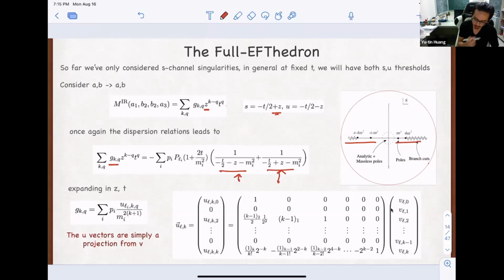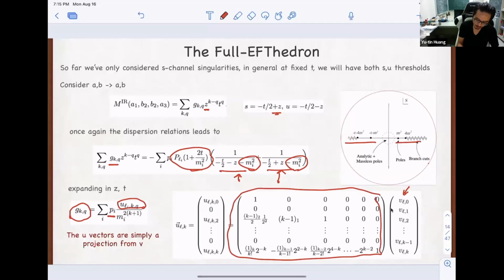But now you see that the structure is the same, because you also have this expansion in 1 over M squared, which gives you the mass moment. And then you have the expansion of the Legendre polynomial, which is giving you your VL. So essentially, for the four EFThedron, now your Wilson coefficients are given by the positive sum of a U vector, where the U vector is basically just a V vector going through a projection matrix. So the U vectors are simply a projection of the V vector, which is defined for the A geometry.